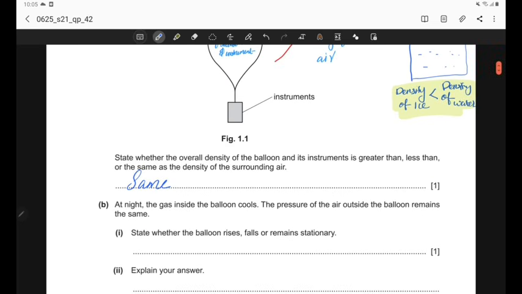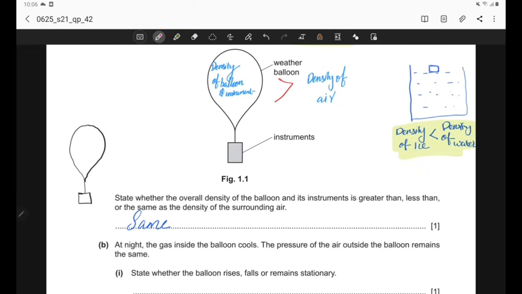Part B. At night, the gas inside the balloon cools. The pressure of the air outside of the balloon remains the same. State whether the balloon rises, falls, or remains stationary. So here we have a balloon which is filled with some gas. When the gas inside the balloon cools down, we should understand the kinetic energy of the gas molecules will reduce. So they will start to move with less speed, so that the pressure inside the balloon will be less.